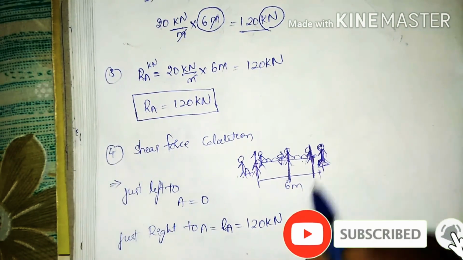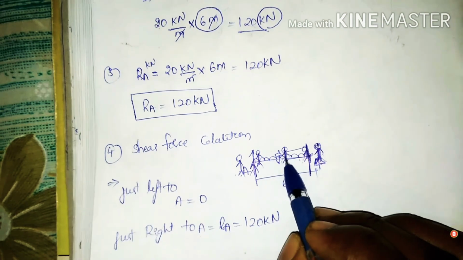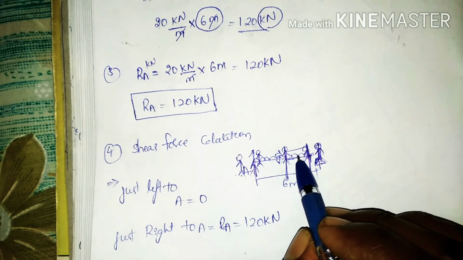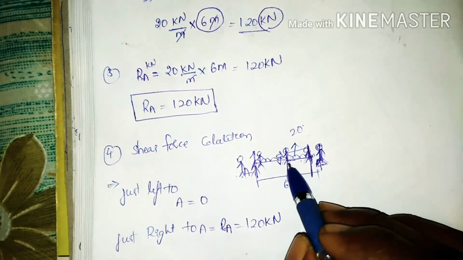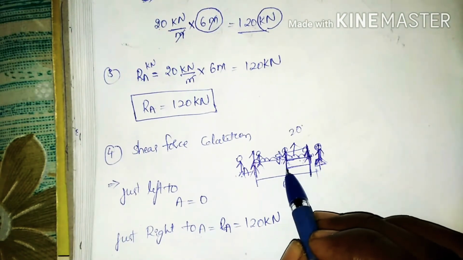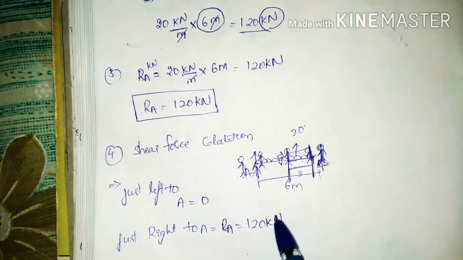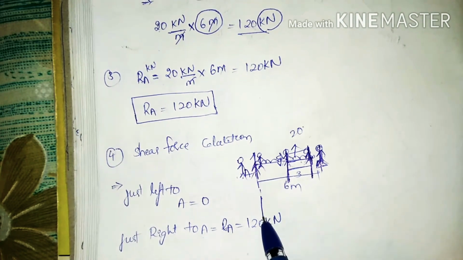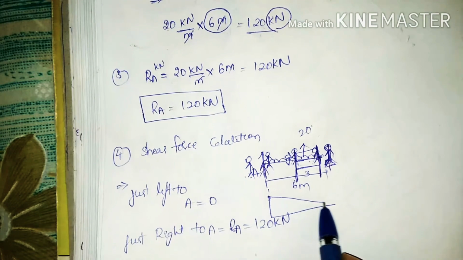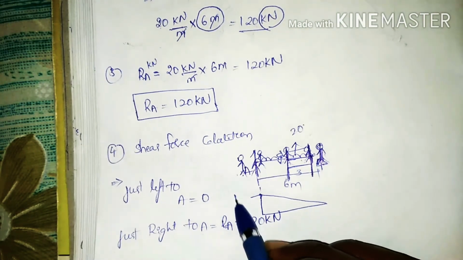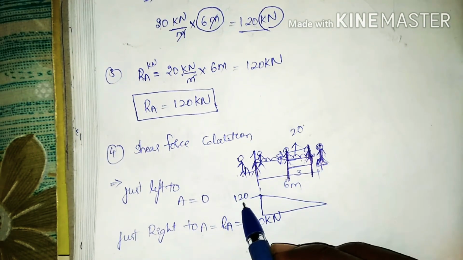Up to the left, there should be some magnitude. You have to consider only some part of the UDL. When you consider this as 20, and the length from B to the midspan, that is 3, 20 into 3, that is 60. That value may be decreased from the, let us draw the shear force diagram. If you take here, it is 120.